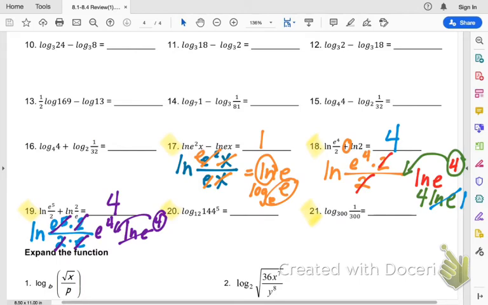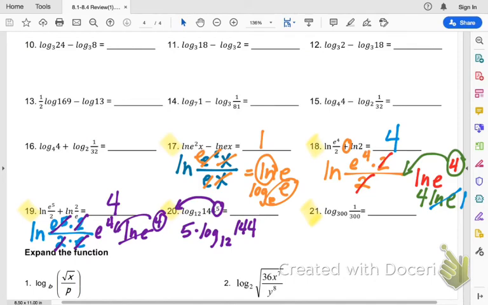On number 20, I'm looking at it. I only have 1 log. And I also have this exponent. So the first thing I want to do is move that exponent out front. And I'm going to rewrite this as 5 times log base 12 of 144.